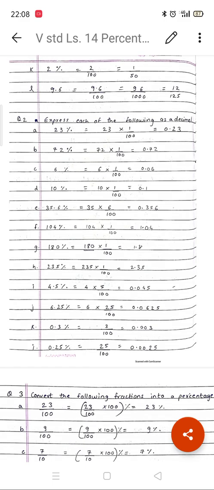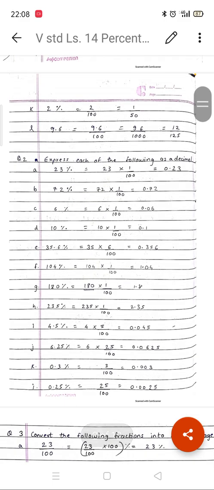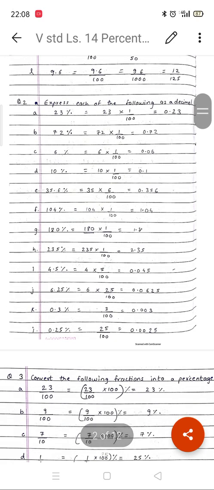Next one, 72%. Now to convert this 72% into a decimal number, we will multiply 72 by 1 upon 100 and we'll get 0.72. As we have 100 in the denominator, what we will do is we will add a point before 72, along with 0 before the decimal point. C and D are similar.